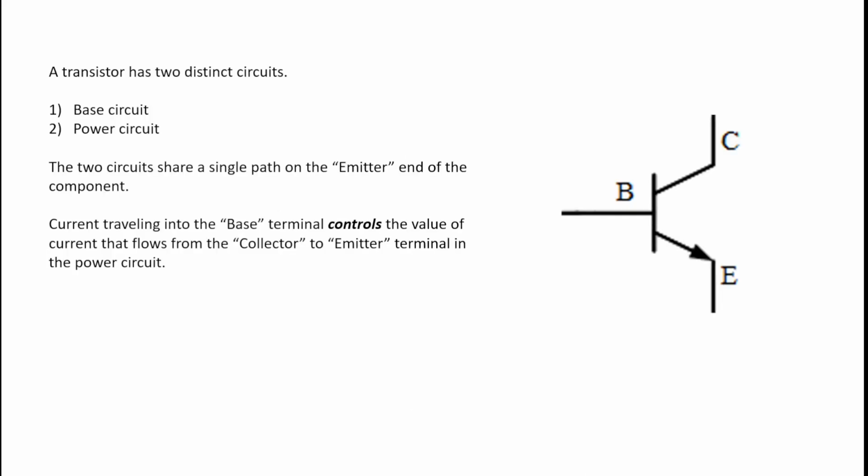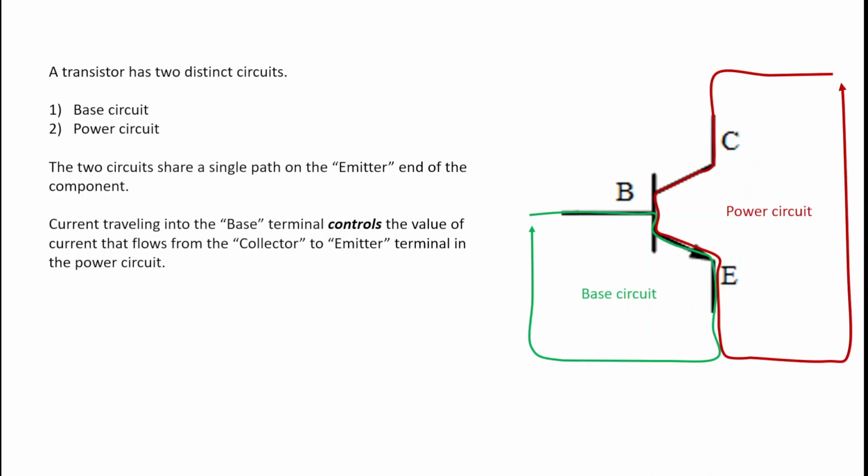Now, a transistor has two distinct circuits, a base circuit and a power circuit. The two circuits share a single path on the emitter end of the component. Current traveling into the base terminal controls the value of current that would flow from the collector to the emitter terminal of the power circuit.